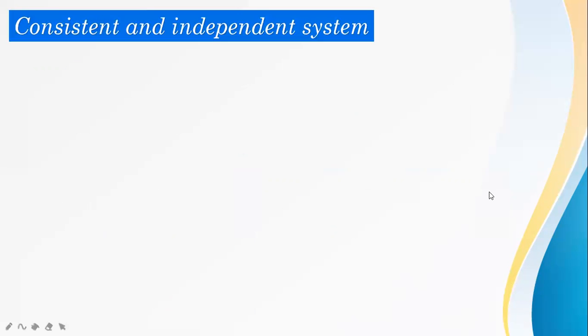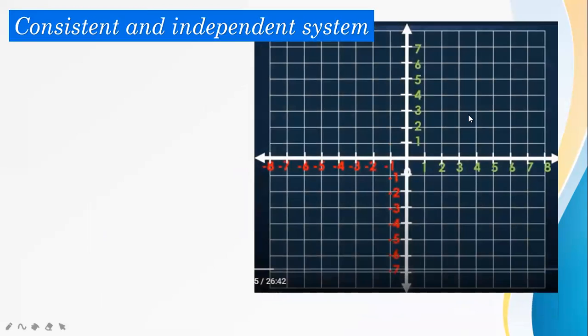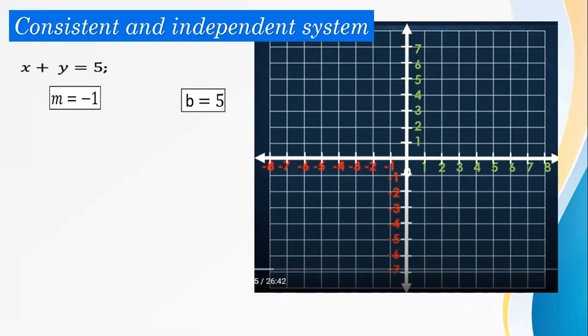Then after that, we have the graph using the Cartesian plane. So we have your x plus y equals 5. This will be your first equation in the given example. And then we all know that your slope is negative 1 and your b is positive 5. B, y-intercept, it can be also 0 and 5.